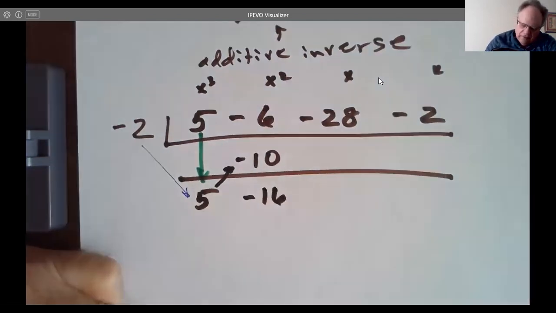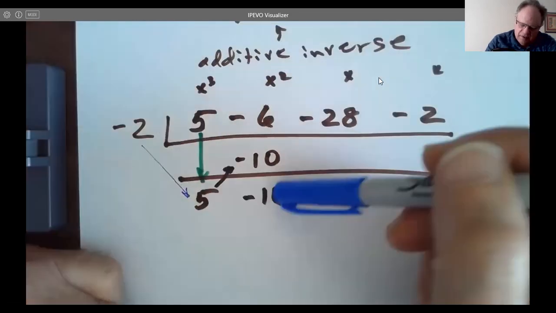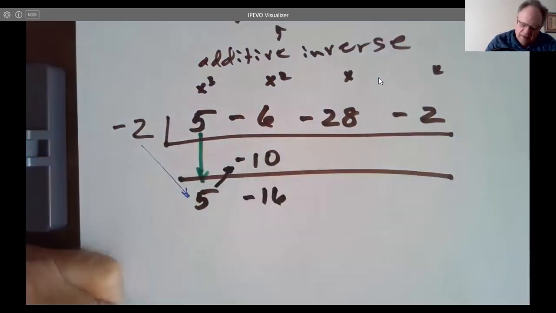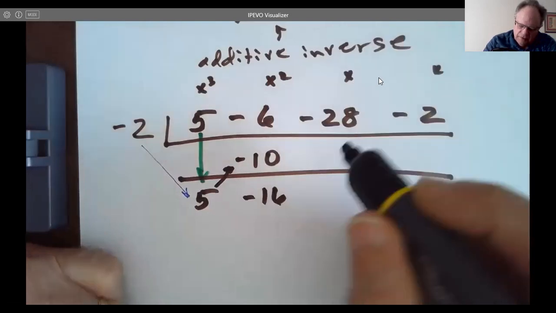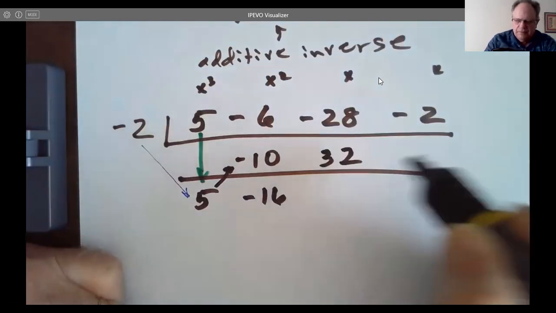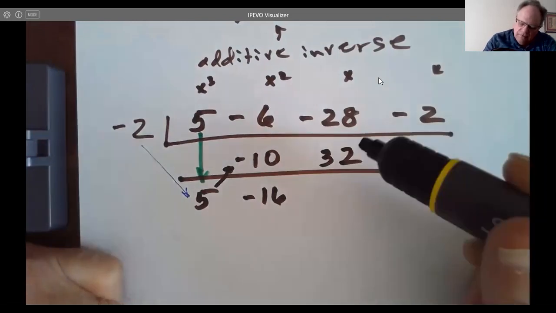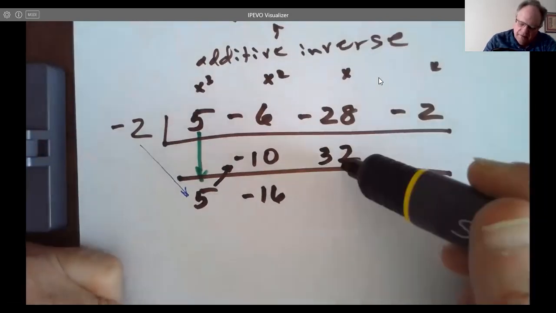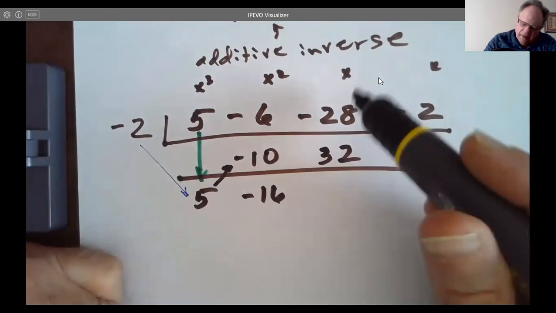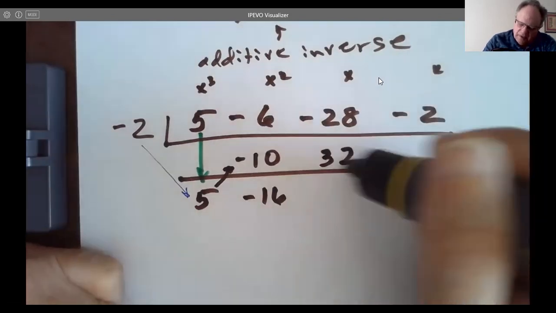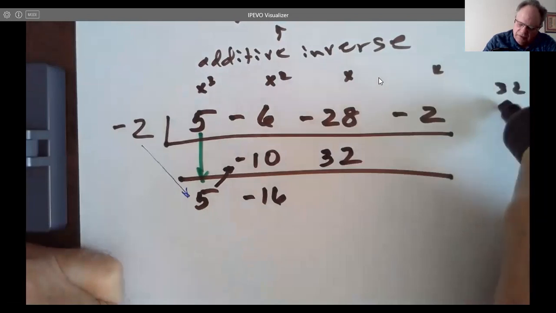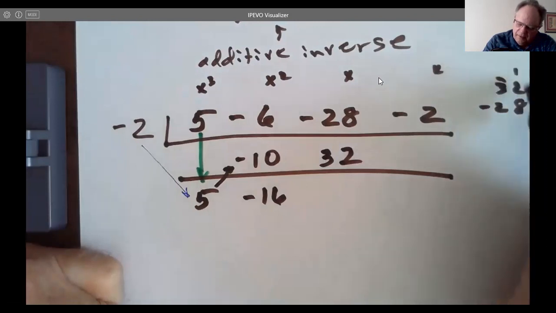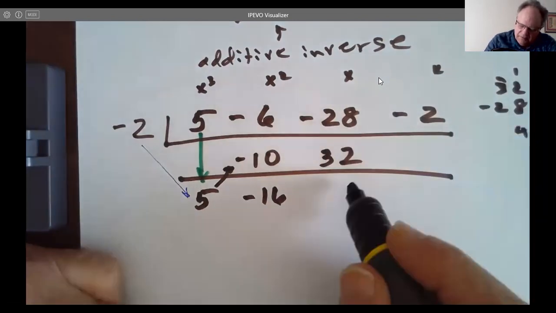Okay, so now we're going to multiply negative 2 times a negative 16. Negative times negative is a positive. 2 times 16 is 32. So you've got a negative and a positive, but you have to be careful here because you're subtracting 32 minus 28. So you have to borrow the 12, and you get 4. And so you're going to end up with a positive 4 here.